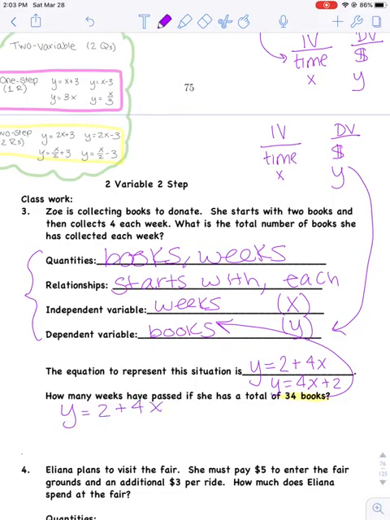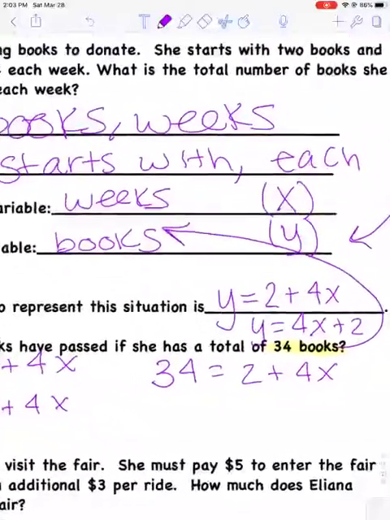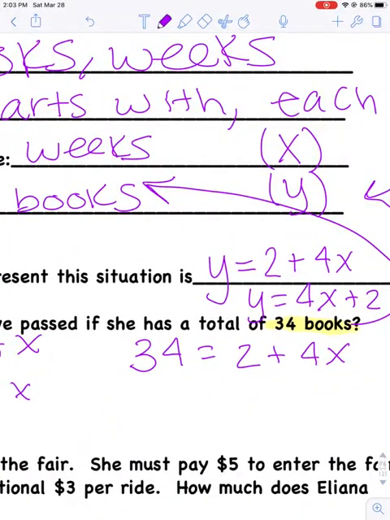My equation was y equals 2 plus 4x. I'm going to replace the y with 34. This tells me I want to find how many weeks, which is x, matches up with 34 books. So I have an equation now that we know how to solve. 34 equals 2 plus 4x. Go ahead and solve that equation.